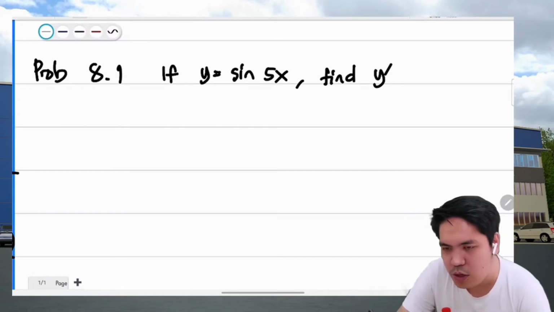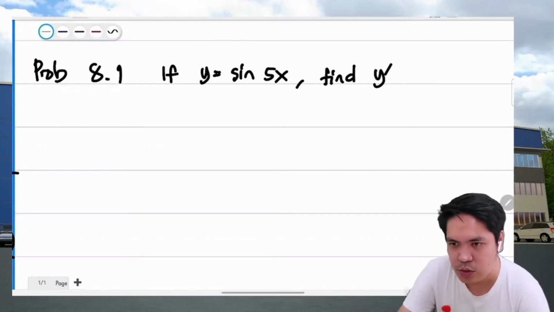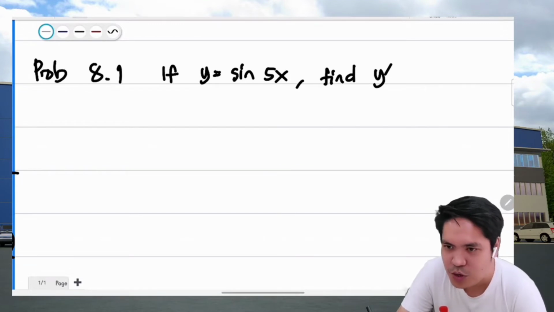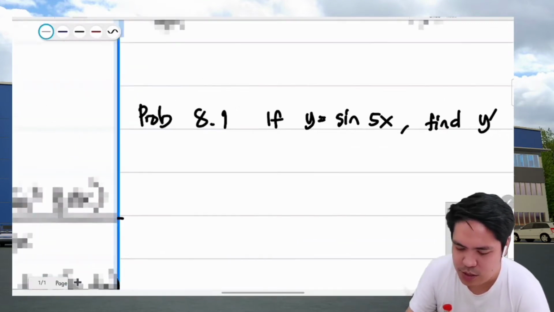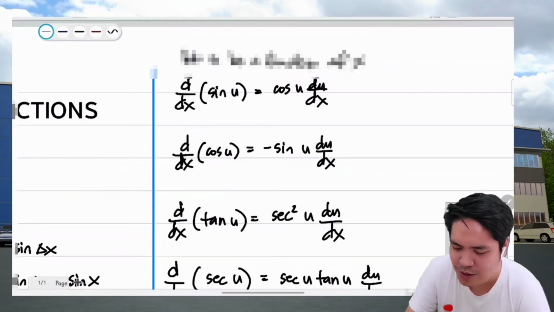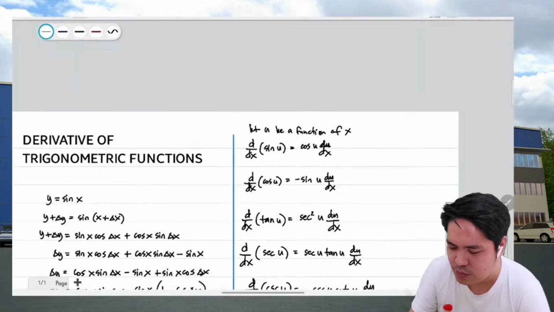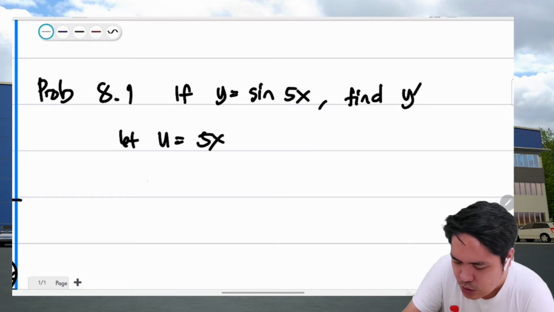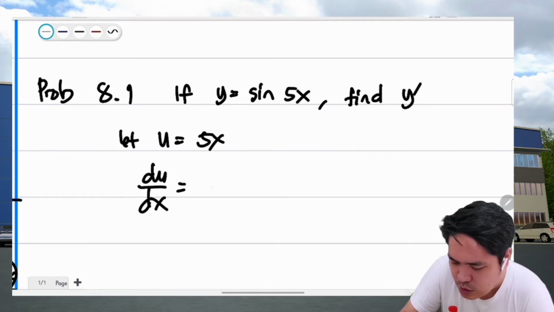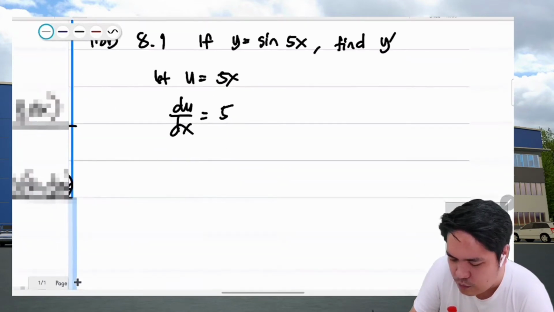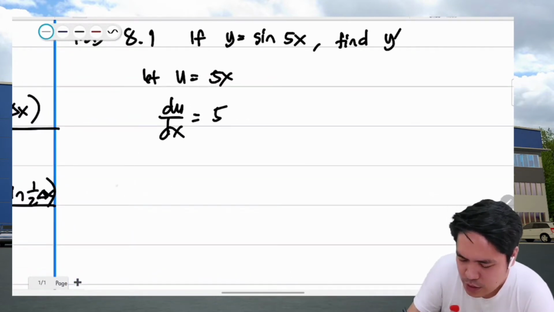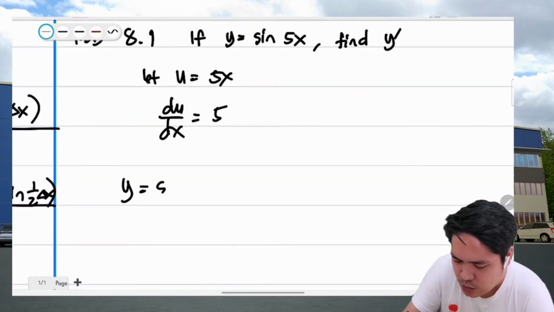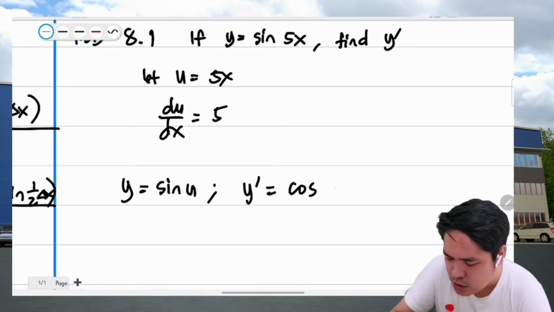So, we know that the derivative of sine u is equal to cosine u du over dx. We just use this formula. If we let u equal to 5x, then du over dx is equal to 5. And since our function is y is equal to sine u, the derivative of that is just cosine u du over dx.